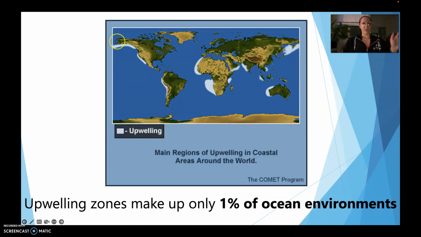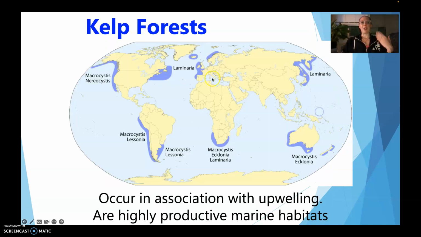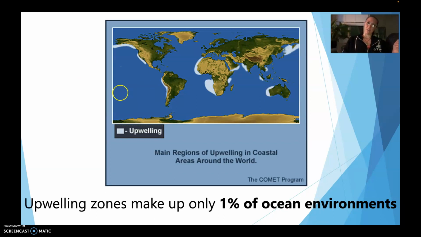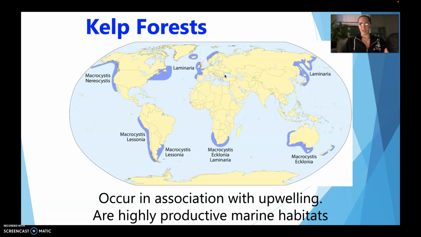And if we look at where these upwelling zones are, they really only make up about 1% of the ocean environments. But if we compare where these regions of upwelling are, and then compare where the world's kelp forests are, they're almost identical, right? So we go back to the previous one where we see this coastal upwelling occurring and where the kelp forests reside.